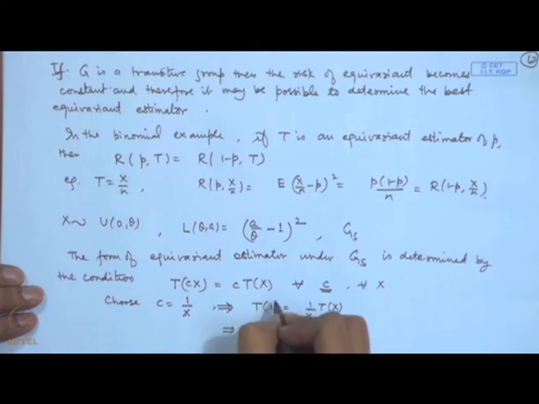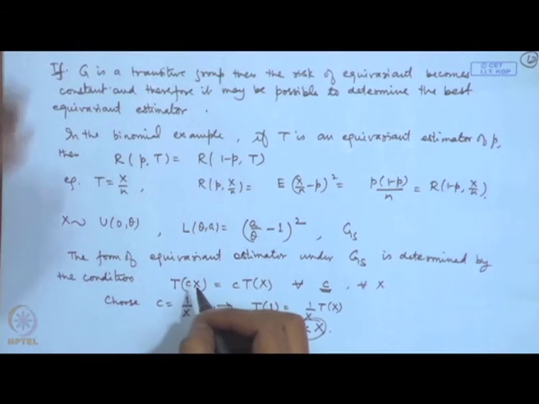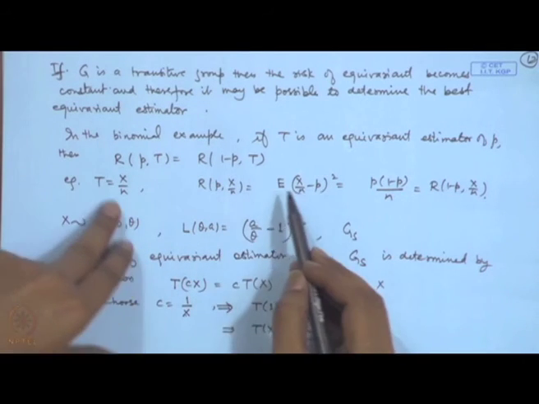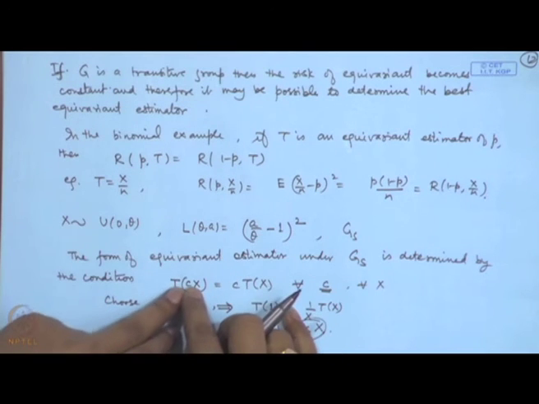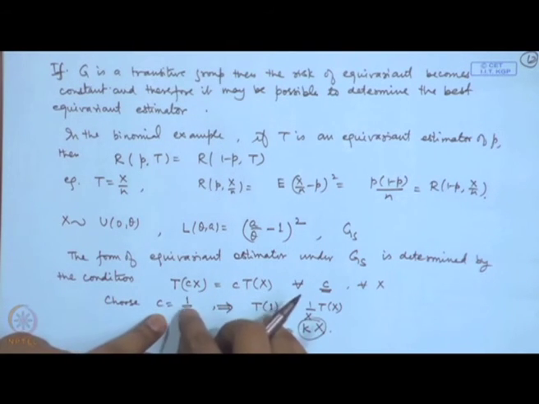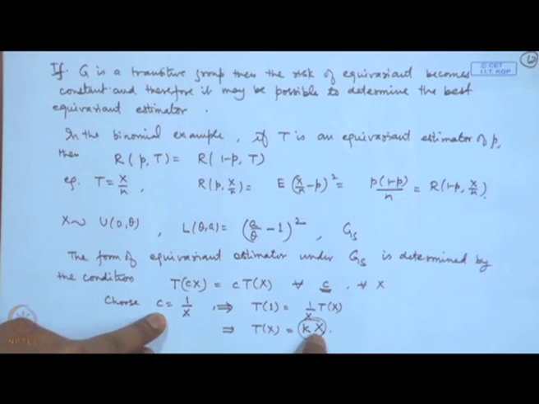Now, this raises another question. In the previous problem of binomial distribution, I considered n minus x there. In this one, since it is for all c, I have substituted c is equal to 1 by x and the form of an equivariant estimator is turning out to be k x. What is this term k x actually? Why are we substituting c is equal to 1 by x? In fact, this is actually leading us to a maximal invariant.